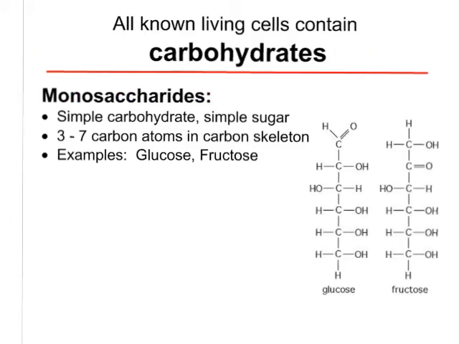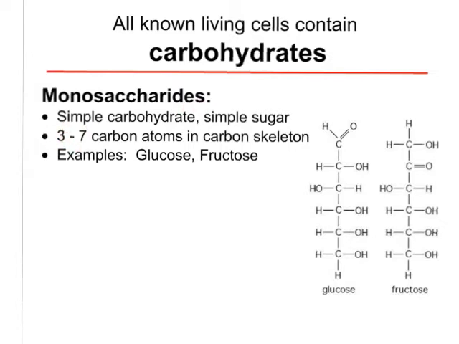So let's look at the very first of our organic compounds, carbohydrates. All known living cells contain carbohydrates. I'm sure you've heard of carbohydrates. The most simple carbohydrate is a very simple sugar called a monosaccharide. Saccharide is a word that means sugar, and mono means one. So it's one simple sugar.